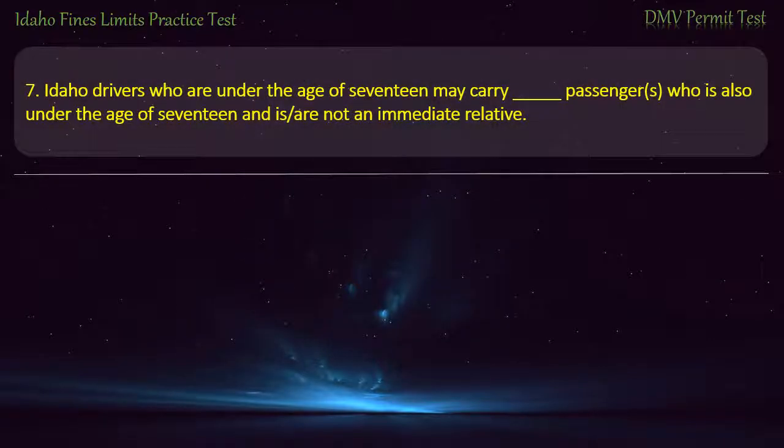Question 7. Idaho drivers who are under the age of 17 may carry passengers who are also under the age of 17 and are not an immediate relative. 2, 4, 1, 3. Answer. 1.